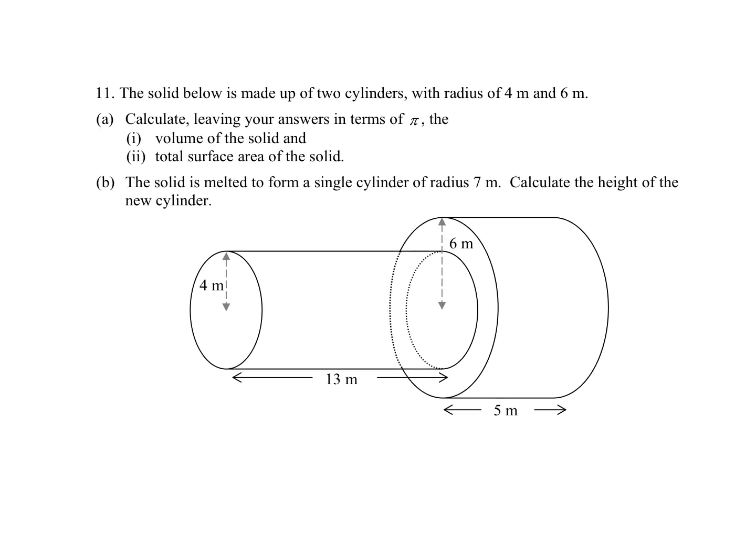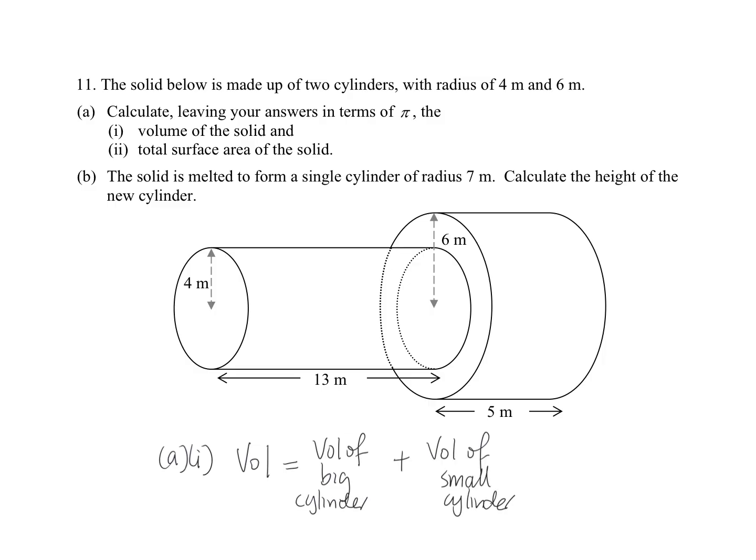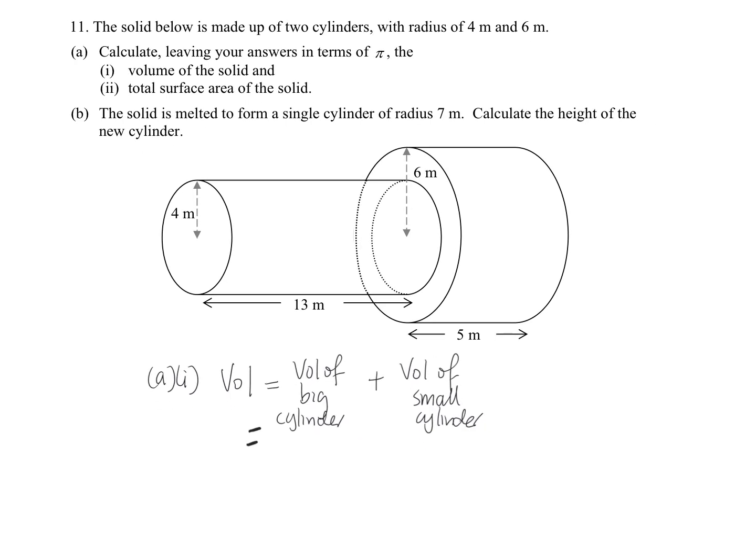Okay, this one. Two cylinders, one big, one small. So volume, volume is very easy. Just add the big cylinder and the small one. So add the small cylinder to the big one. When I write the formula, I will write pi r square h, pi r square h.